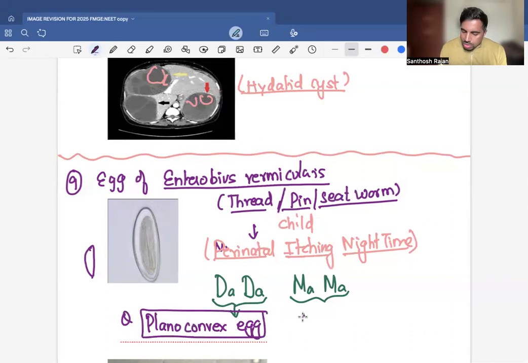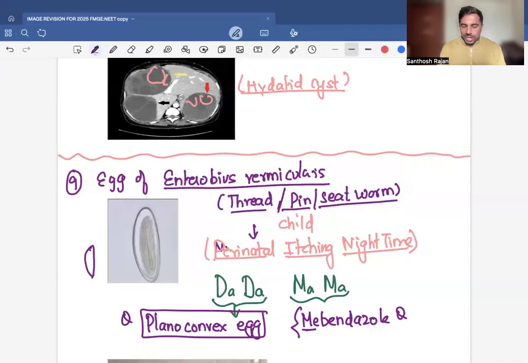And mama, because the drug of choice here is mebendazole, okay, not albendazole and not any other thing. So it's an exception in this. Usually you give albendazole for nematodes. Most of the nematodes get albendazole, but this one exception, you give mebendazole. It can be a question. Okay, so please remember these two things. Mama dada. That's all for your egg of Enterobius vermicularis.